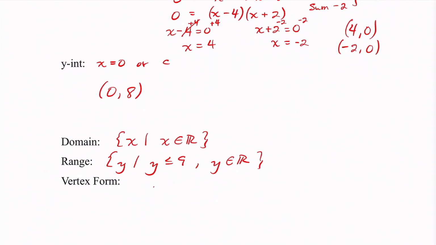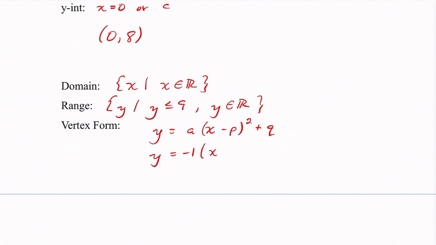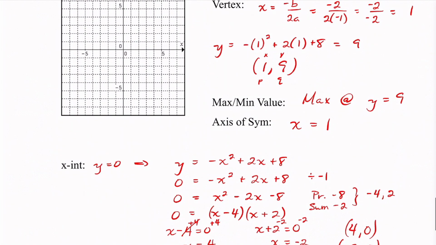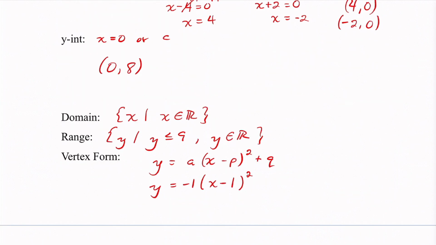Vertex form. I'm going to write the blank, and then we'll fill it in. So the a doesn't change, it's still the same. A was -1. And then the p and the q, we had actually labeled those up here. So they are right here. So p is 1, and q is 9.